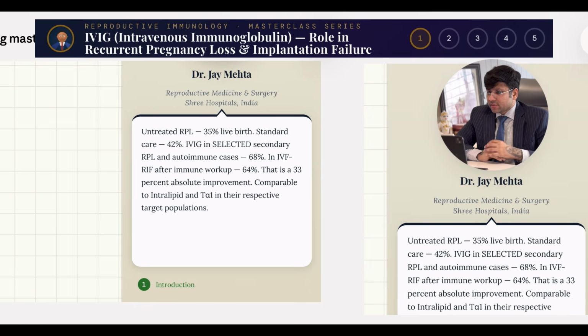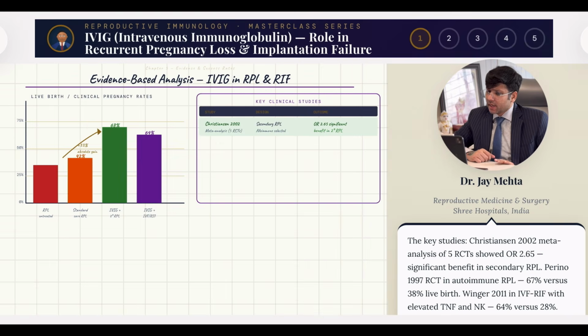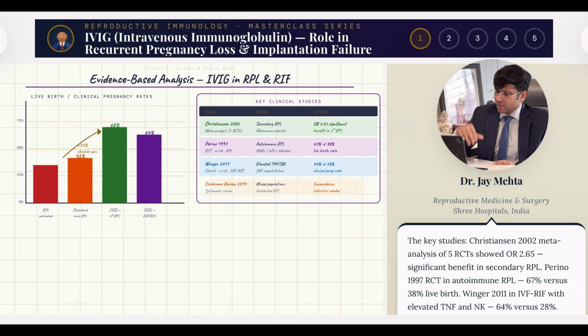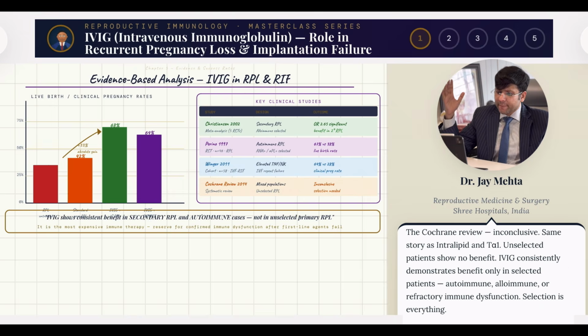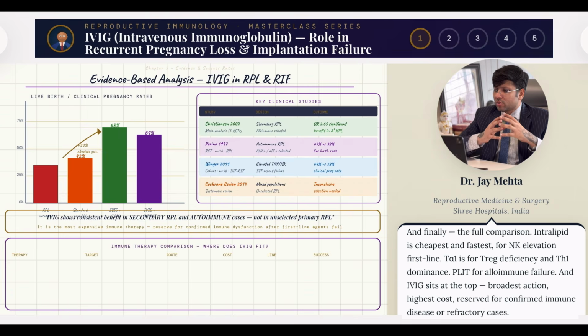Coming to the evidence and coming to the usage of this drug, because remember it is expensive. Okay, so the best evidence is available where previous therapies have failed. That is your best evidence for using IVIG. Correct? You cannot use IVIG as a primary line therapy because whatever data we have currently, even from meta-analysis, is not of a very large sample size. The difference as far as the pregnancy rates are concerned is also not absolutely massive.